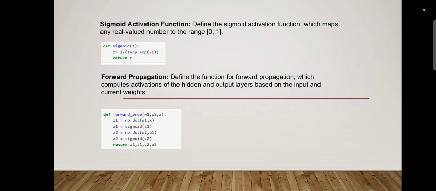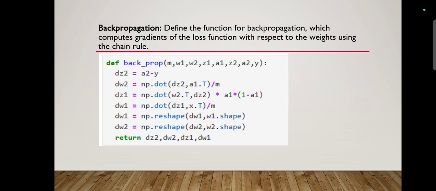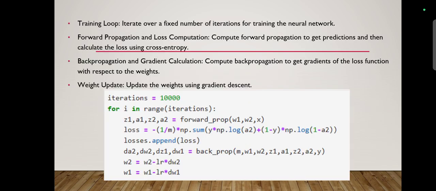We use the sigmoid activation function, which maps any real valued number to the range between 0 and 1. We define sigmoid and forward propagation. Forward propagation is used to compute the activation of the hidden and output layers based on the input and current weights. Backpropagation defines the function which computes the gradient of the loss function with respect to the weights using the chain rule. In the lines with np.dot, dz2, a1, dz1, it defines the backpropagation.